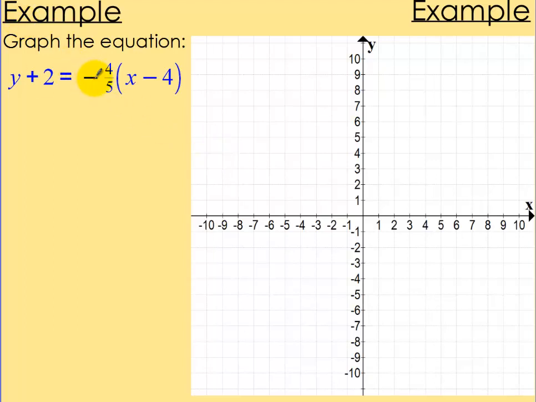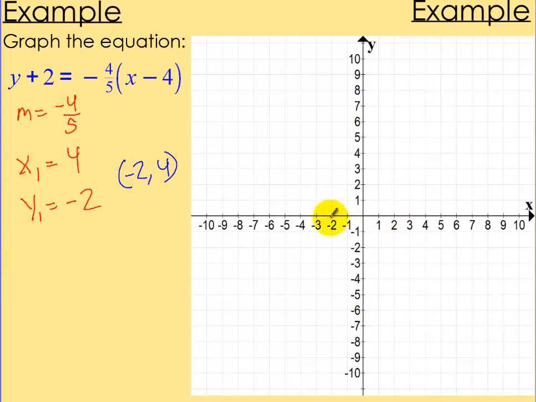Okay, graph the equation. So the first thing, I got to figure out my m, my x sub 1, and y sub 1. My m is going to be the coefficient right here, so negative 4/5. My x sub 1 is going to be the opposite of this number here, so it'll be positive 4. And my y sub 1 is going to be the opposite of this number here, so it'll be negative 2. So now that I have those values, the first thing I got to do is plot the one point I know based off x sub 1 and y sub 1, so I know there's a point 4, negative 2.